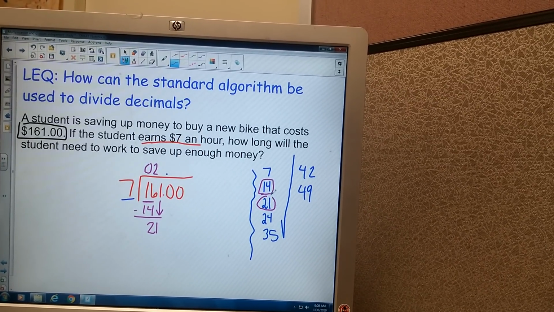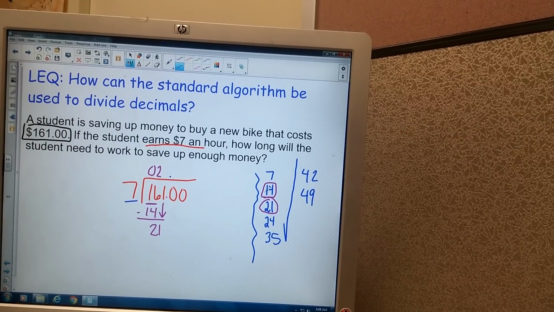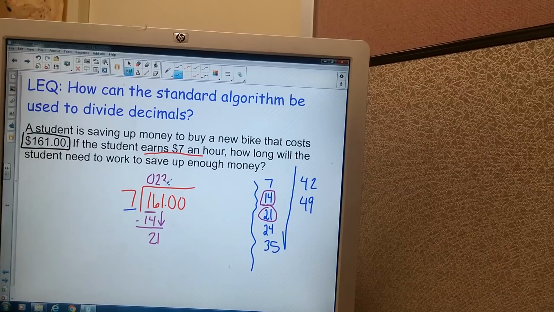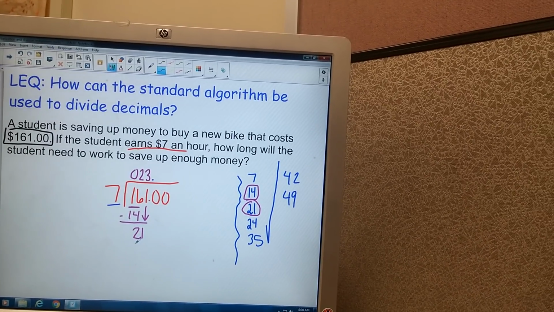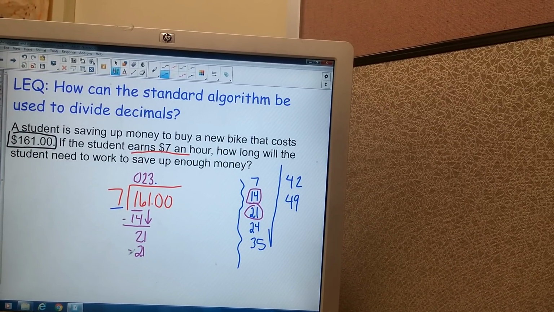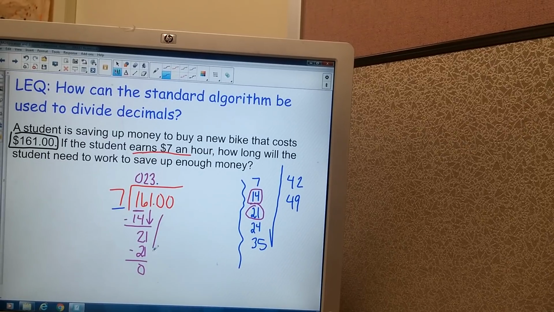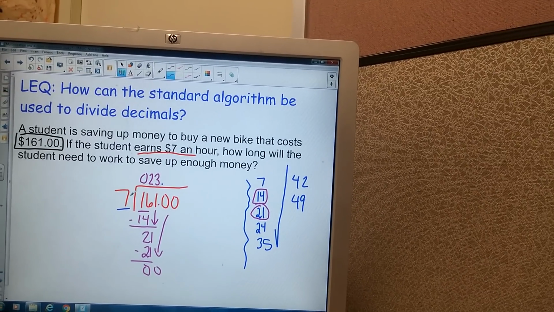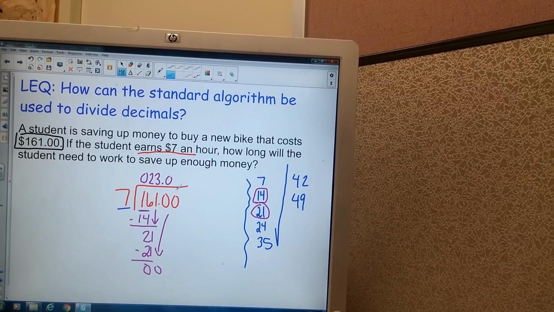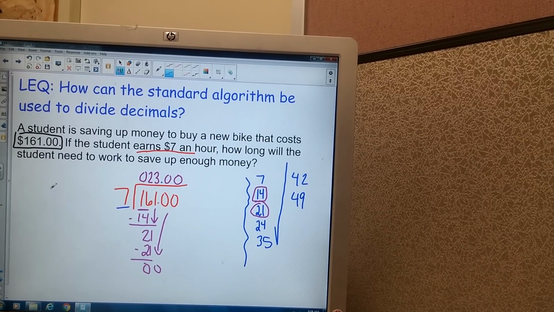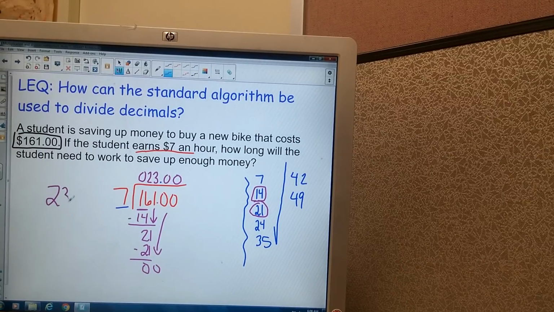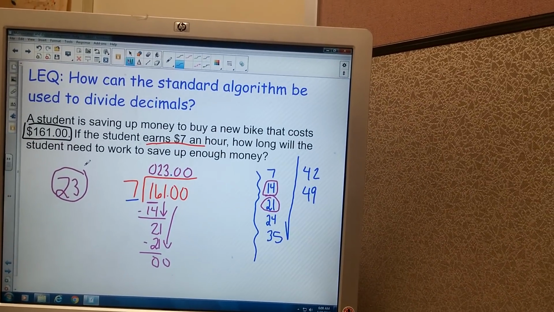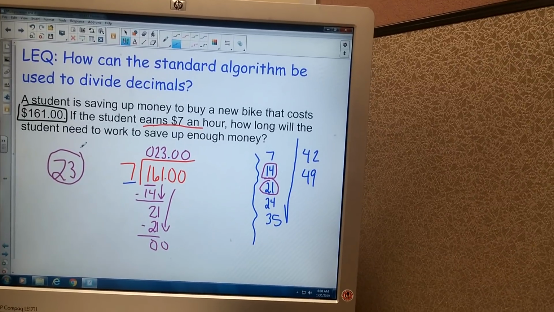Well, to get there, it was 7 times 1, 7 times 2, 7 times 3. So we multiplied 7 3 times to get there. 3 times 7 was 21. We subtract, we bring down our next place value, and you see the decimal stays right where it is. 0 can go into 7 0 times, 0 can go into 7 0 times, and our answer is 23 hours. At this point, you should pause the tape and re-watch it if anything that we just went over was confusing to you.